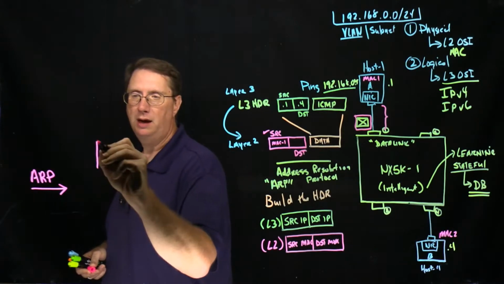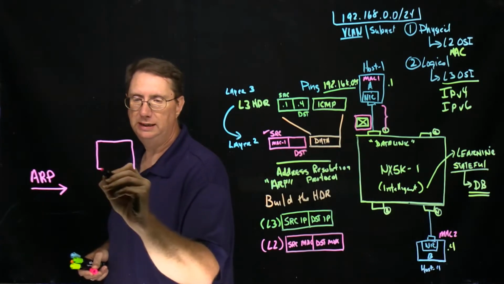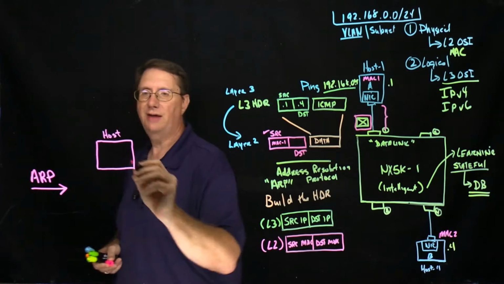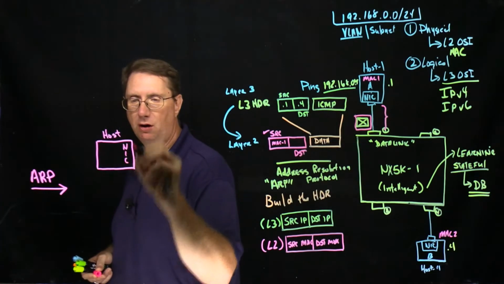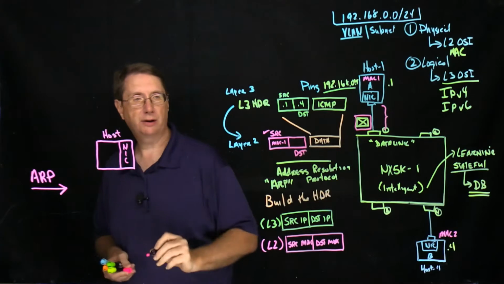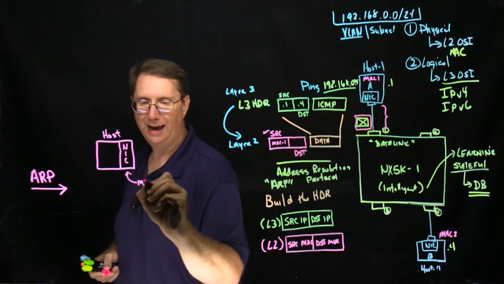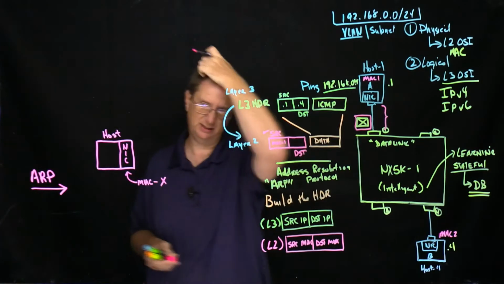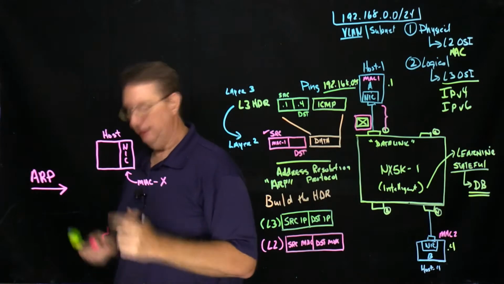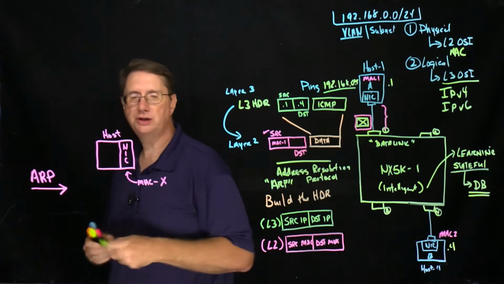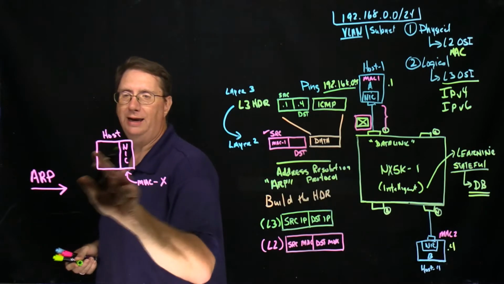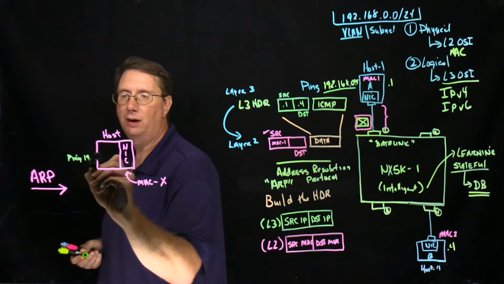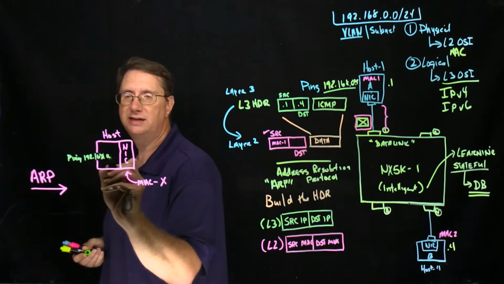I'm going to need to draw a host. So I'm going to say host. And that host obviously is going to have a network interface card installed in it, and that network interface card is going to have a MAC address. In fact, for the sake of argument, we'll just call it MACX. Now, inside of this host, I am going to run an exercise where I'm going to do a ping. So let's say I'm going to ping 192.168.0.44.